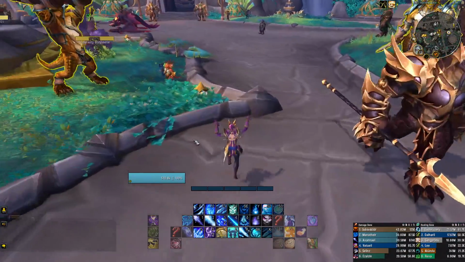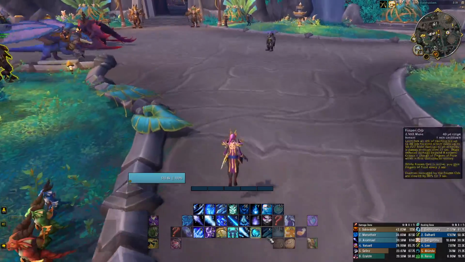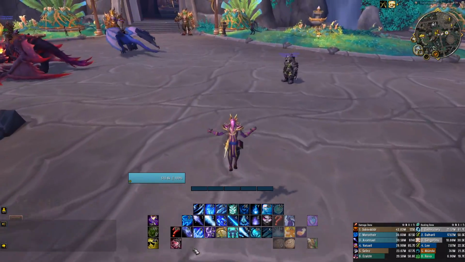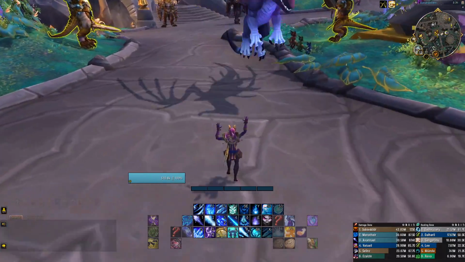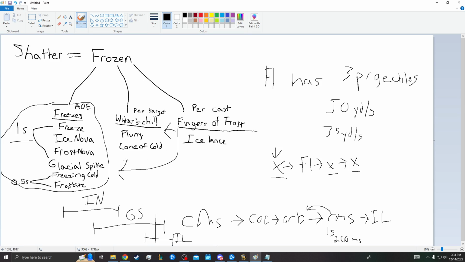Because if you ever think about it, everything applies a chill. Blizzard, chill. Frozen Orb, chill. Cone of Cold applies a chill as well. So it's really quite effective. I like this talent a lot, but it's got some downsides, so you don't always take it.